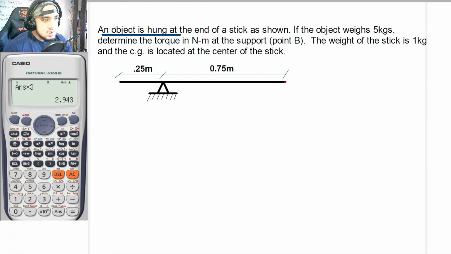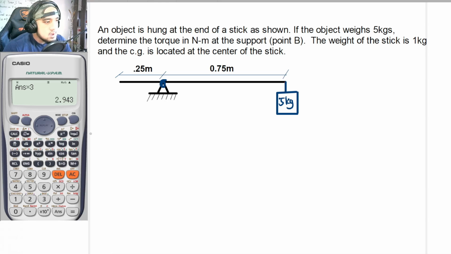Okay, so an object is hung at the end of the stick as shown. Nothing is drawn yet, so let's draw first. I will be drawing an object here. So pretend that this is the object, and it weighs 5 kilograms. I mean, it has a mass of 5 kg. So 5 kg. We will now be determining the torque in Newton meter at the support. So this is the support. The weight of the stick is 1 kilogram and the center of gravity is located at the center of the stick.